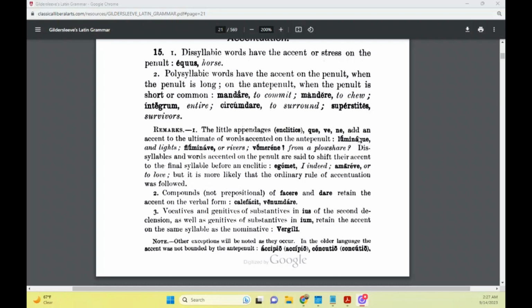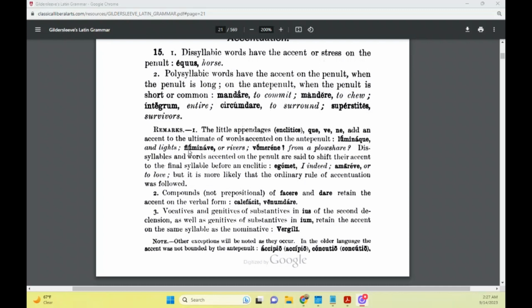So it adds an accent before that suffix, or before that appendage added on to the end of the word, called an enclitic. All right? So we would say lumina for the word by itself, but if we say luminaque, we would adjust the accent to say luminaque, luminaque.